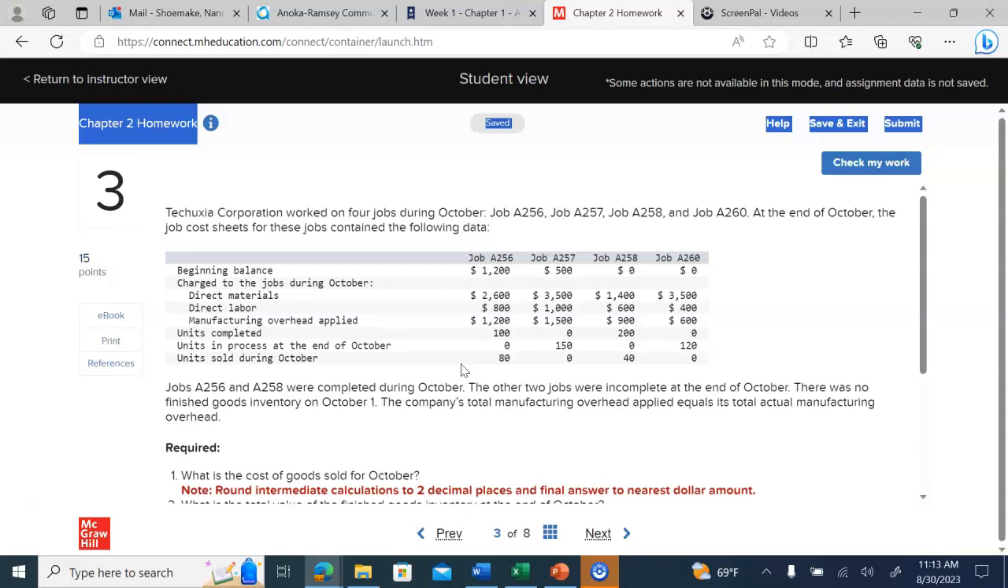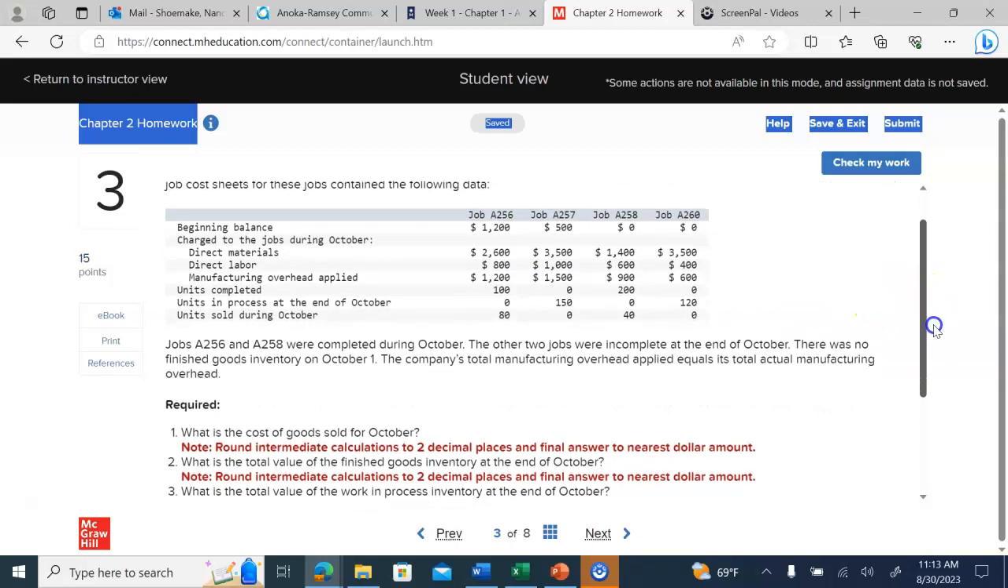Jobs A256 and 258 were completed during October. The other 2 jobs were incomplete at the end of October. There was no finished goods inventory on October 1st. The company's total manufacturing overhead applied equals its total actual manufacturing overhead, so we don't have to worry about under and over applied manufacturing overhead. What is the cost of goods sold for November?